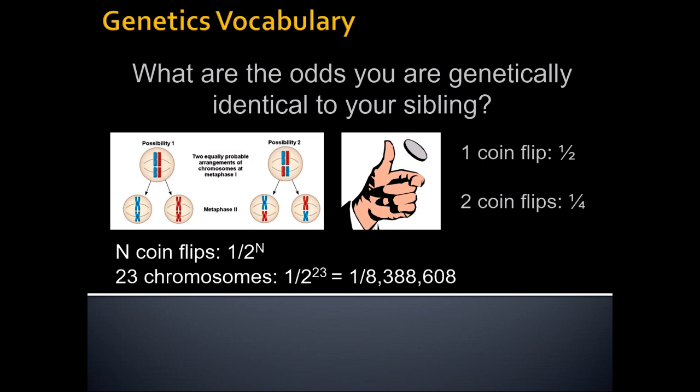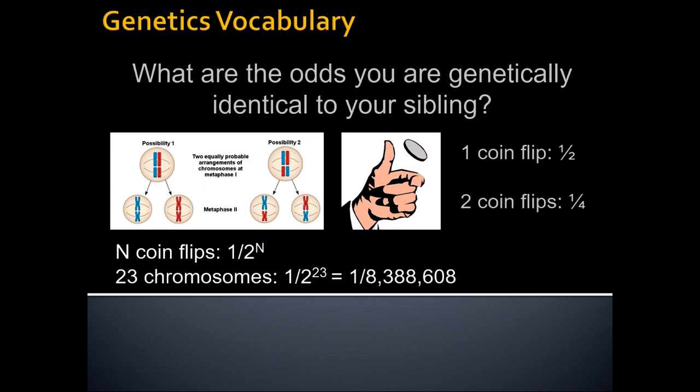So when mom is going through meiosis to make the egg that made you, there are a little bit more than 8 million different possible combinations of chromosome rearrangements. So the chances that you get the same sets of chromosomes from your mom that your sibling got is 1 out of a little bit more than 8 million.